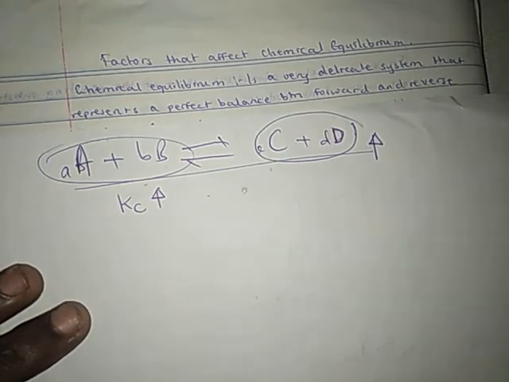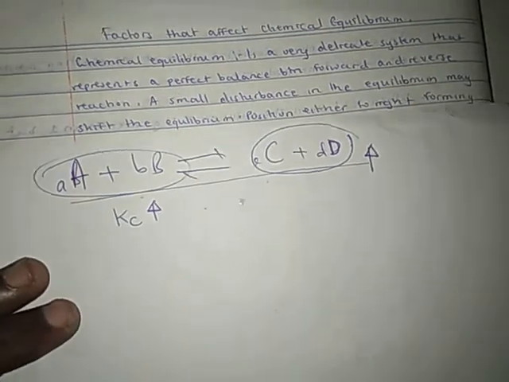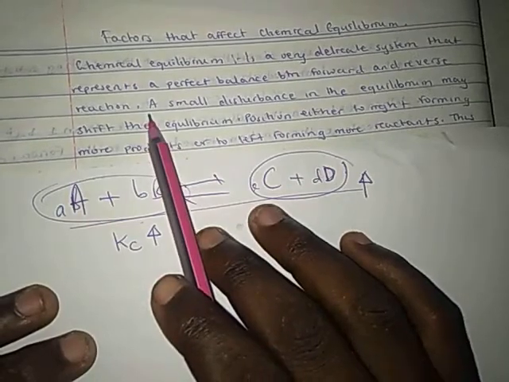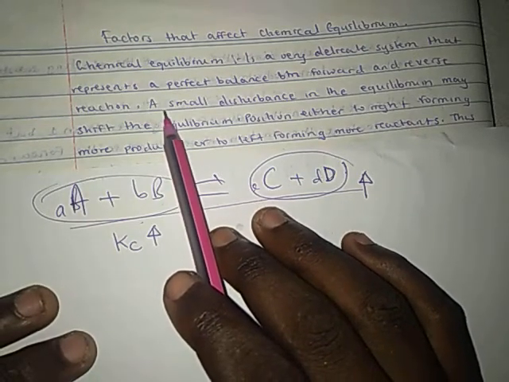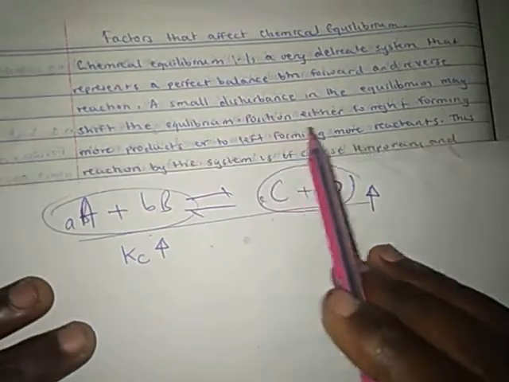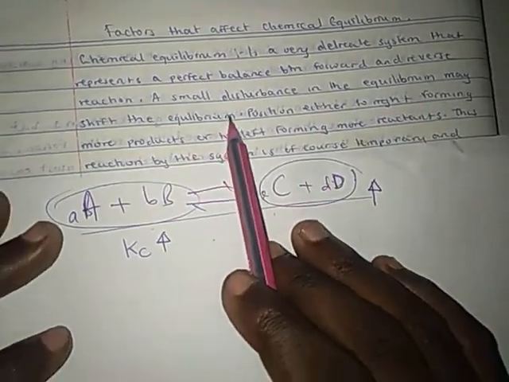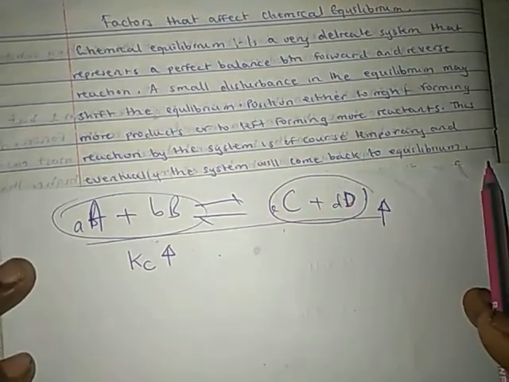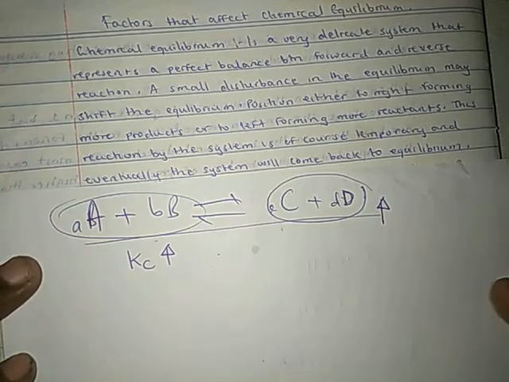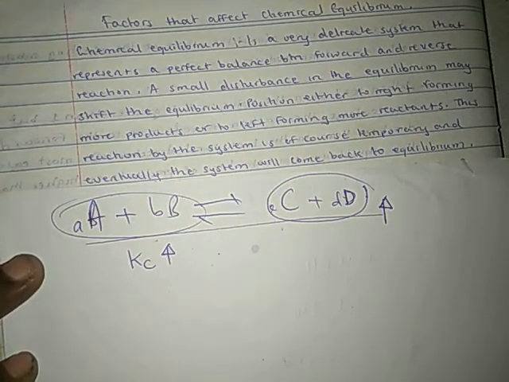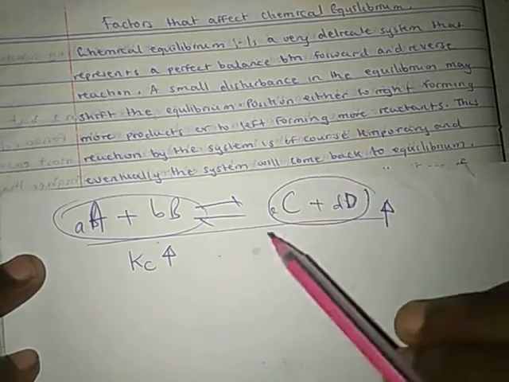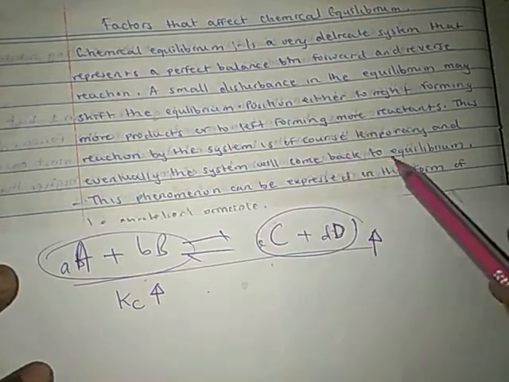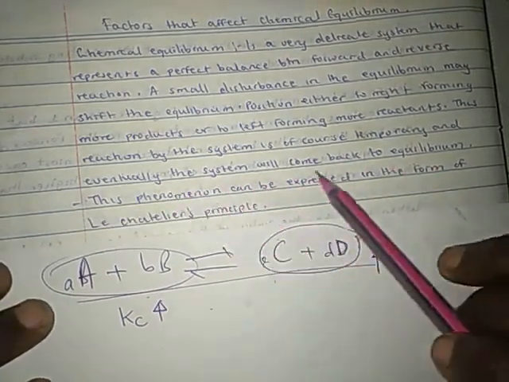Factor affecting chemical equilibrium. Now, chemical equilibrium is a very delicate system that represents a perfect balance between forward and reverse reaction. Very delicate. You may alter it anytime. A small disturbance in equilibrium may shift the equilibrium position either to the right, forming more product, or to the left, forming more reactant. Disturbance ndogo tu, yaani temperature au pressure, inaweza kusababisha change ya position ya chemical equilibrium. This reaction by the system is of course temporary, and eventually the system will come back to equilibrium.